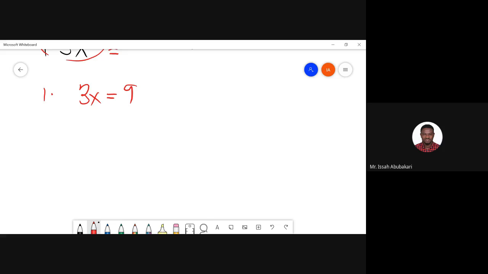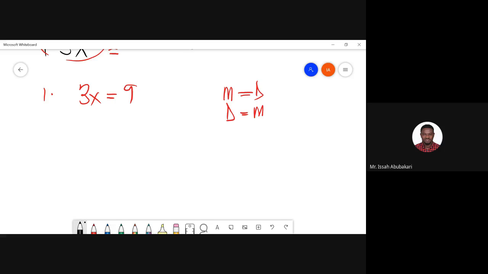And anytime we are looking for a variable and it is divided by a number, then we multiply. So division, we multiply, and when it is multiplication, we divide. Like this, when it is multiplication, we divide. And when it is division, we multiply. So in this case, with this question, it is multiplication, so we divide.